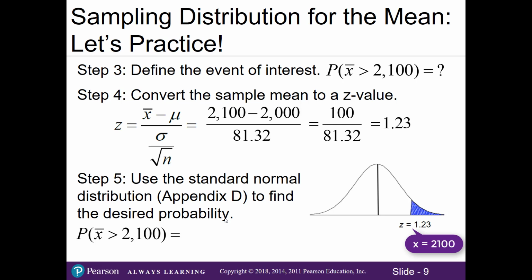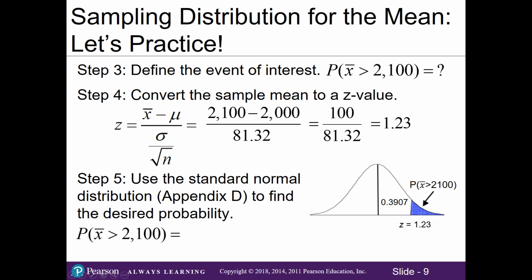Recall that when I read the appendix, I'm going to look for the 1.2 on the left side under the z, and then I'm going to look for the column that says 0.03, or the second position of my decimal. The appendix, once we look up our 1.23, should give us a value of 0.3907 from our mean out to our z-value. But that's not the area I'm interested in. I'm interested in this shaded area, which represents the probability that our sample mean is greater than 2,100.